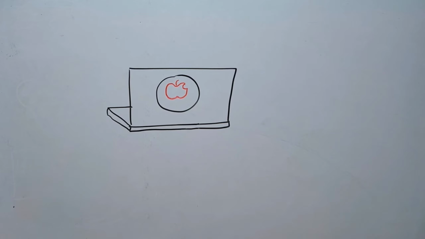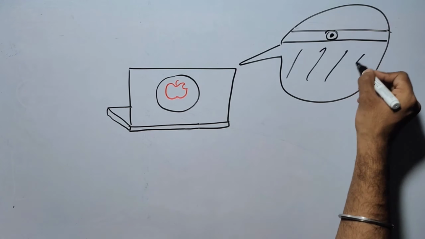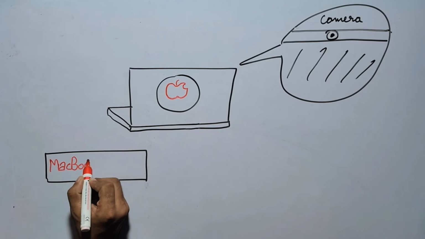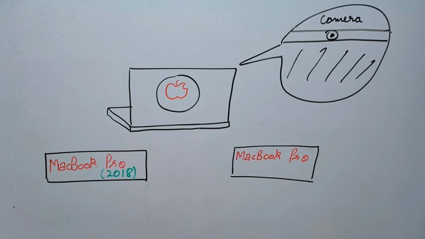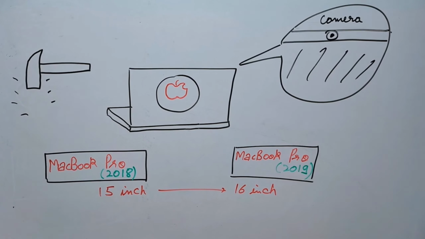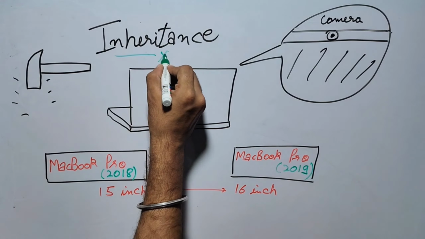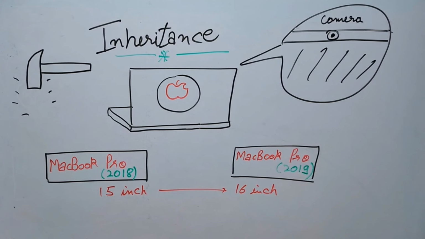Now, such an Apple laptop is not going to be all perfect. It might have some drawbacks, like a camera that can be improved. And for that reason, we get new versions of the same series of laptops, like MacBook 2018, which had a 15-inch screen, got updated to MacBook Pro 2019 that has a 16-inch screen. But these updated versions are never built from scratch, but have the same foundations of the versions before. This is known as inheritance, where one program inherits the qualities of a parent program whom it is preceding.